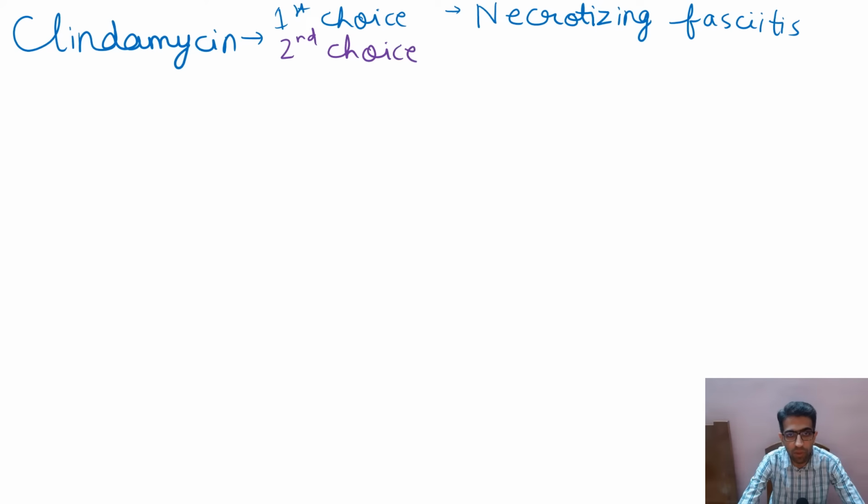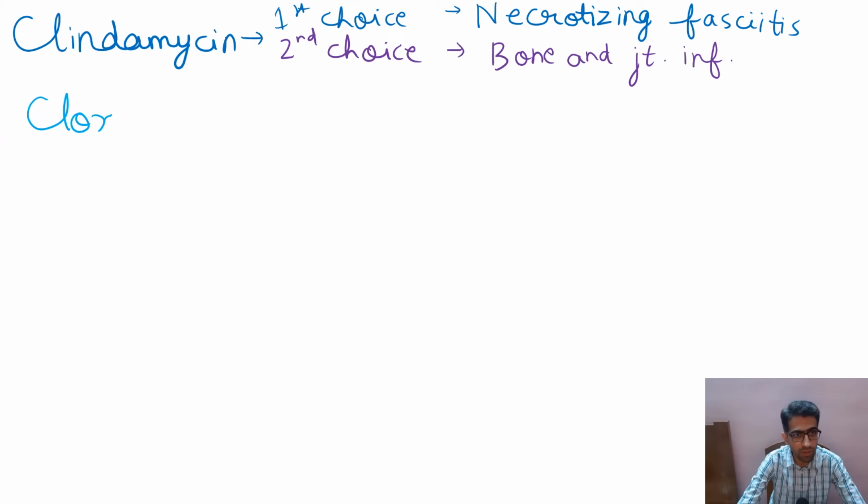Second choice in bone and joint infections. Then cloxacillin, first choice drug in the case of, but we generally prefer dicloxacillin and flucloxacillin because of oral administration.